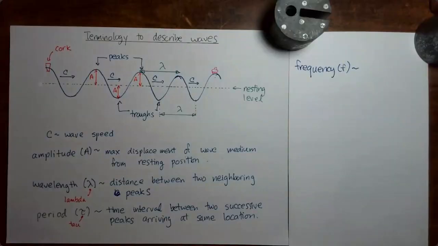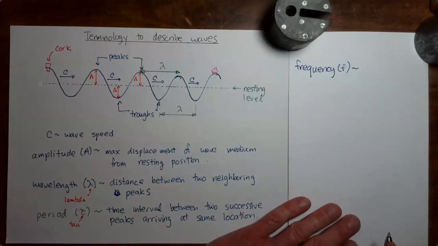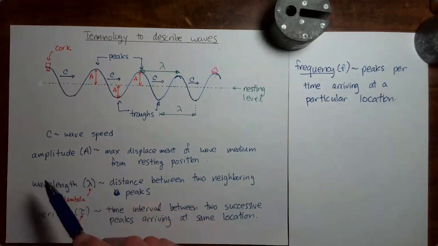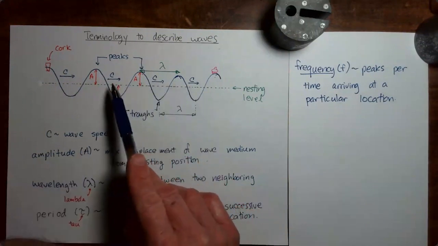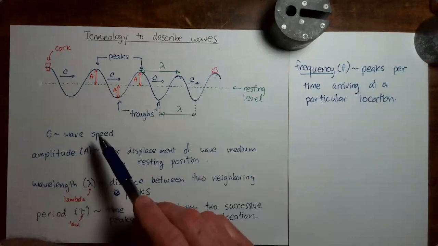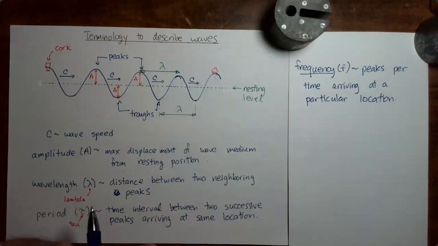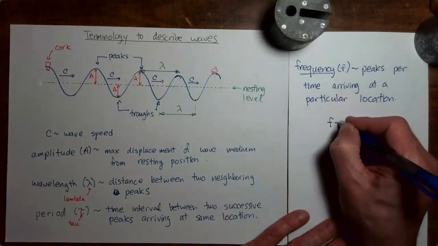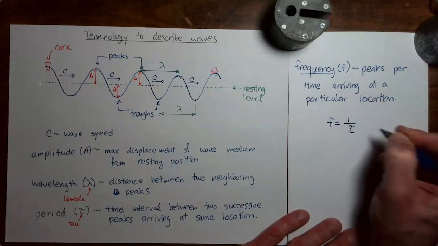Finally, we have the frequency of the wave. The frequency of the wave is the number of peaks per time arriving at a particular location in the medium. So let's say, for example, that every second 4 peaks arrive at the position of the insect. We would then say that the frequency of the wave is 4 cycles per second. Similar to when we studied oscillation, the relation between the frequency and the period is that the frequency is equal to 1 divided by the period.